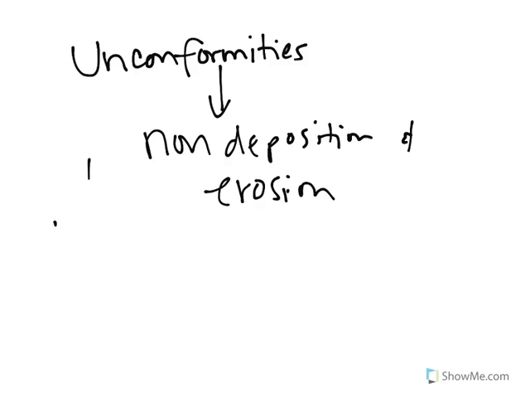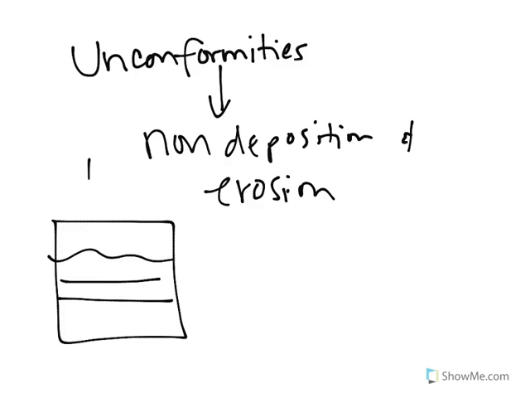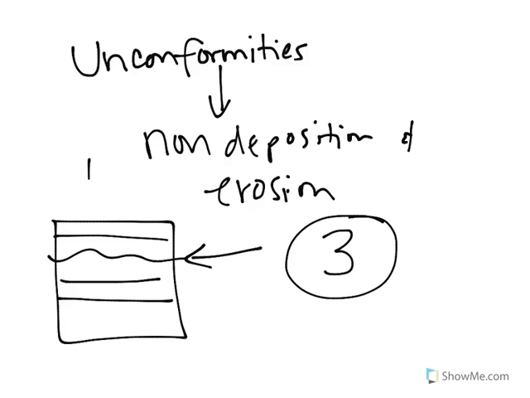Now, if we were to look at unconformities, let's say here we have a rock layer, and it looks something like this. It's always easy to spot them because they're going to be squiggly lines, because when things erode, they don't erode evenly. So it's really easy to visually identify them. Now, there are only three types of unconformities.